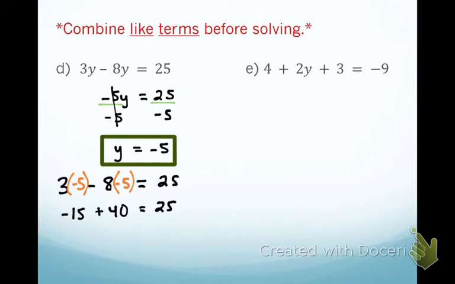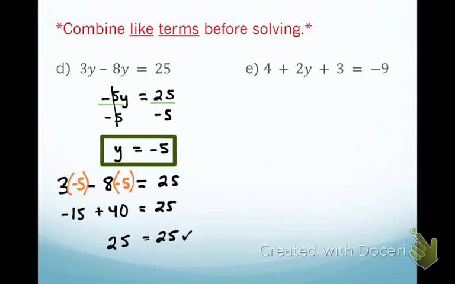All right, so Jonathan, let's think about this. Do we have same sign or different sign right here? Same sign, add and keep, different sign, subtract, okay? So you want to subtract and then take the sign of the larger number. So Jonathan, what is -15 plus 40? 25. Class, does 25 equal 25? Yes. Give yourself a mini check mark.